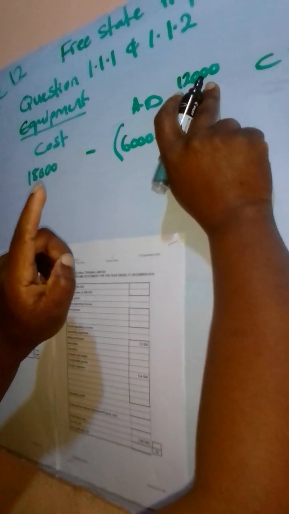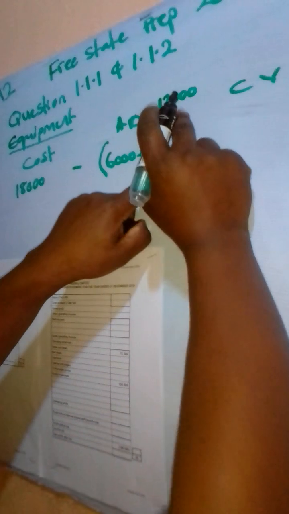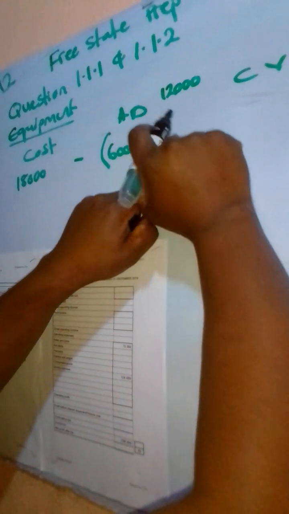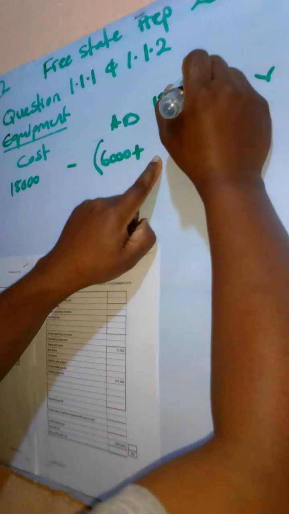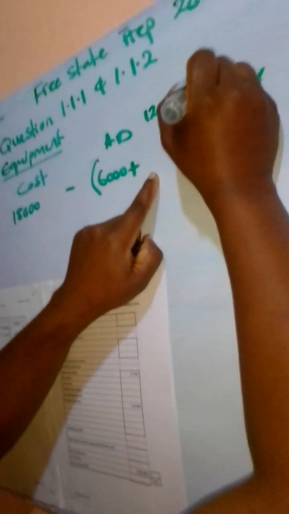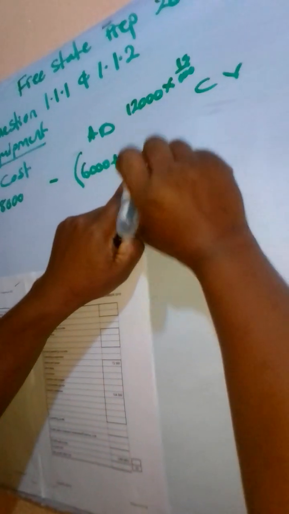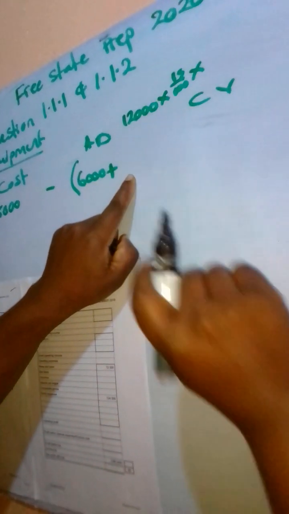Are we still together? But this is not the day that it was sold. We want to find out how much it depreciated in this financial year. So we are going to multiply by the rate of depreciation. The rate is 15%. We say times 15%. And then when was it sold? They said it was sold on the 30th of September 2019.